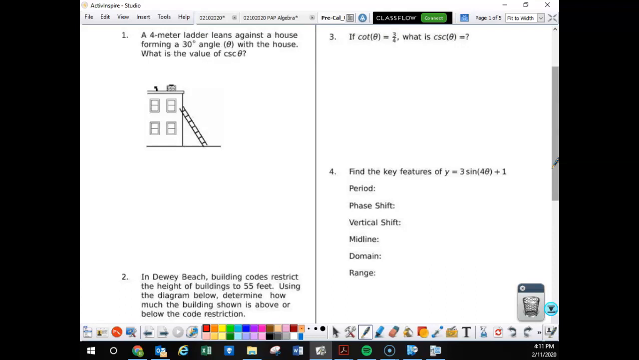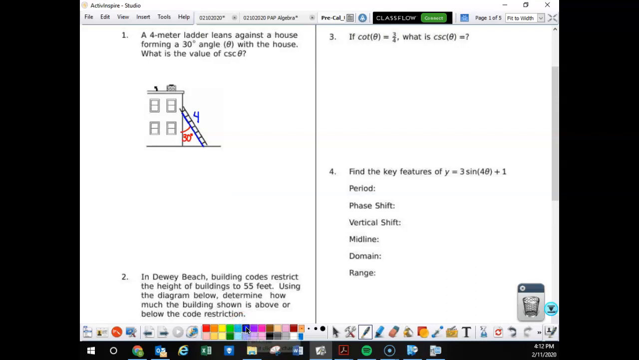Alright, number 1. A 4-meter ladder leans against a house forming a 30-degree angle theta with the house. What is the value of cosecant theta? So here, this is my value for the length of the ladder, and that is also the hypotenuse. So this length right here is 4 meters. And then they say that the angle that is formed with the house is 30 degrees. So this right here is 30 degrees. Okay? So we're trying to figure out what cosecant theta is.